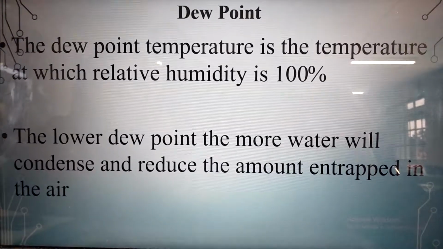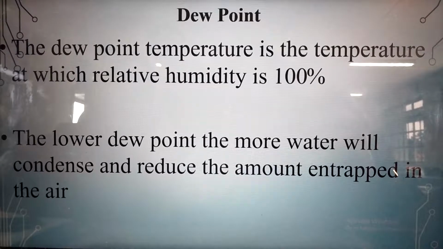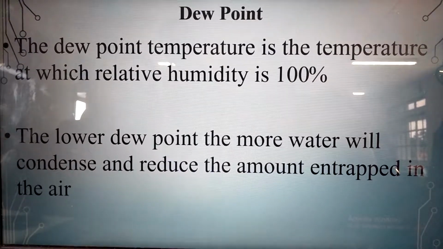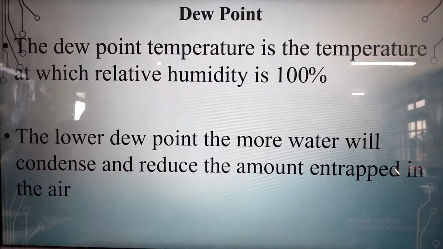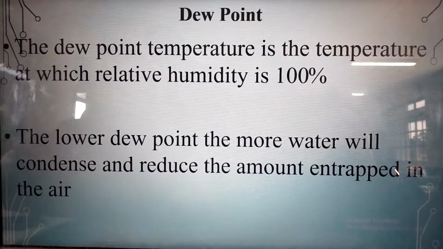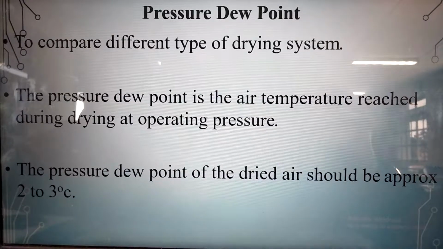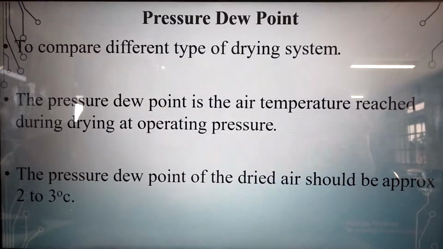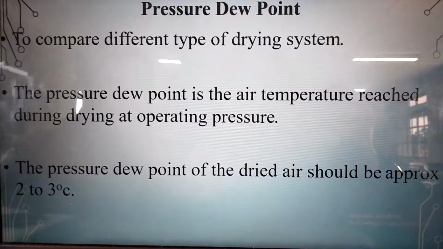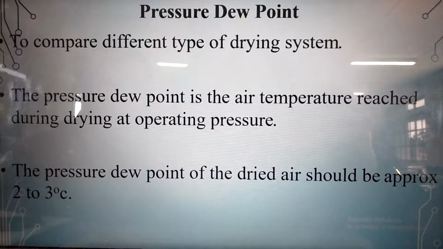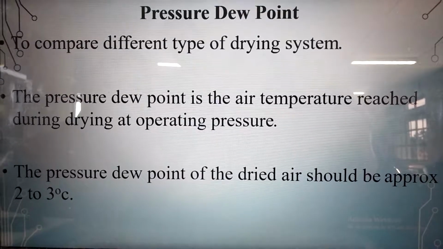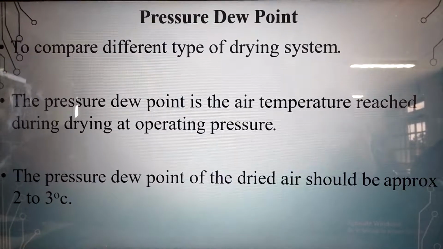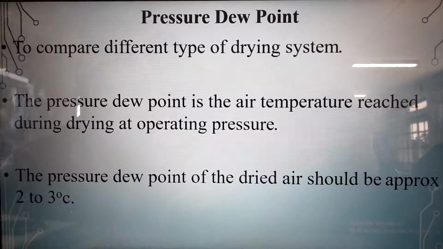Dew point. The dew point temperature is the temperature at which relative humidity is 100%. The lower the dew point, the more water will condense and the less will be entrapped in the air. Pressure dew point. To compare different types of drying system, the pressure dew point is the air temperature reached during drying at operating pressure. The pressure dew point of the dry air should be approximately 2 to 3 degrees Celsius.